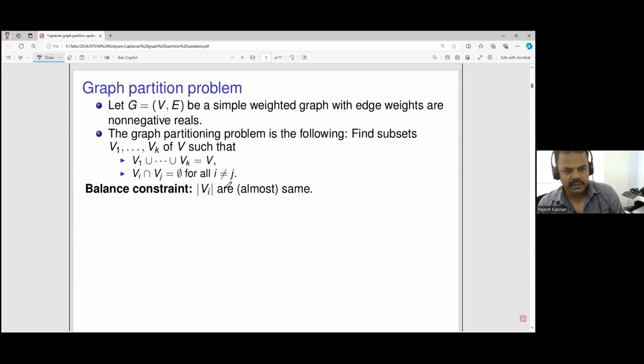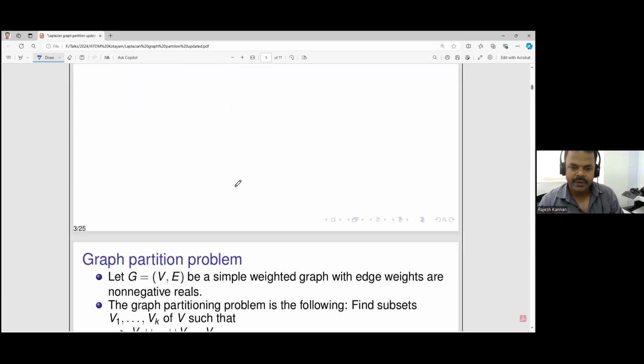If n is a multiple of k, then we can divide the vertex set into k parts, with each part containing n by k elements. If n is not a multiple of k, then if you take any two sets, the cardinality difference should be at most one. Okay, the difference should be at most one. So maybe we can phrase this mathematically.